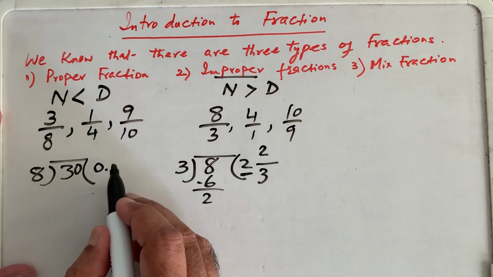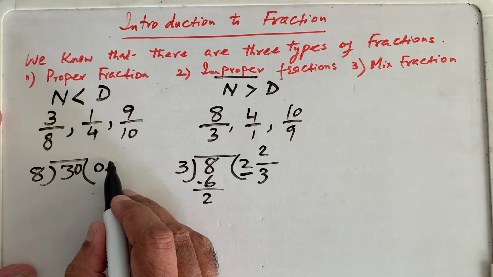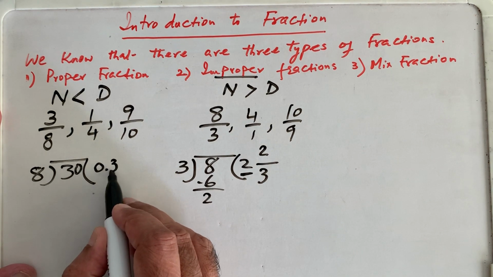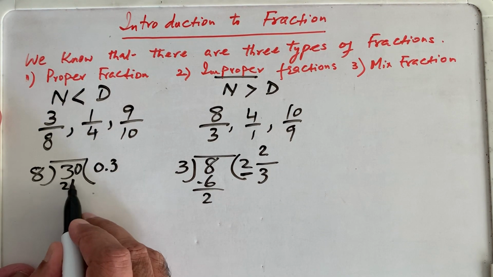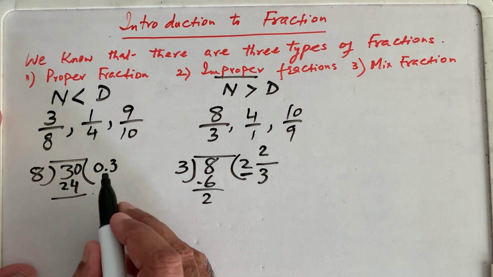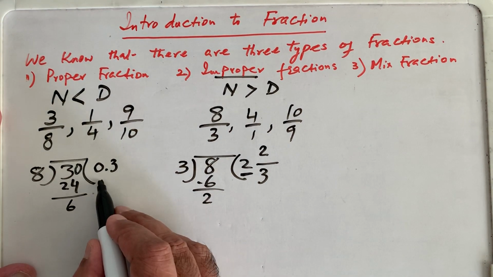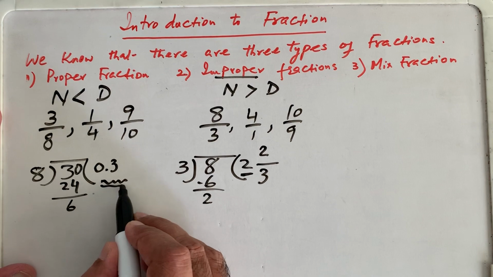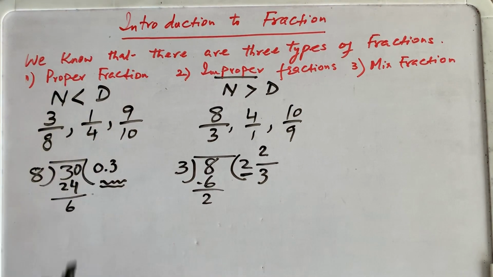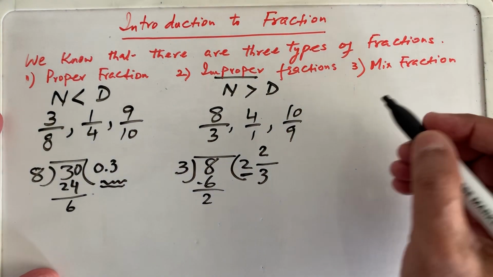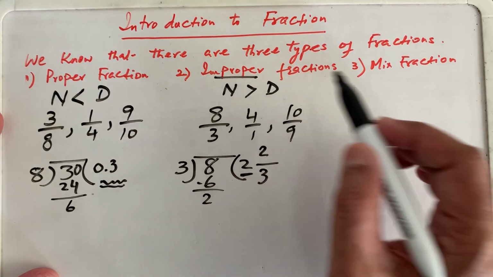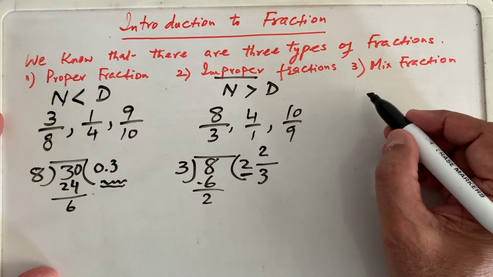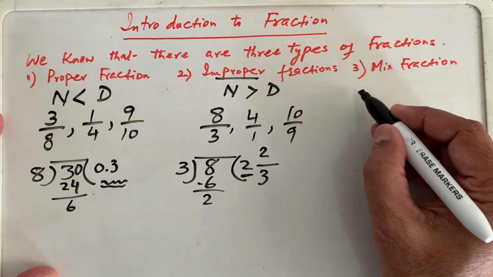8 times 4 is 32. So 4 is not passing, 4 is bigger. So 8 times 3, right? So we divide. Here we always have no whole number, so it cannot be converted into a mixed number because we don't have a whole number here, because the numerator is less than the denominator.